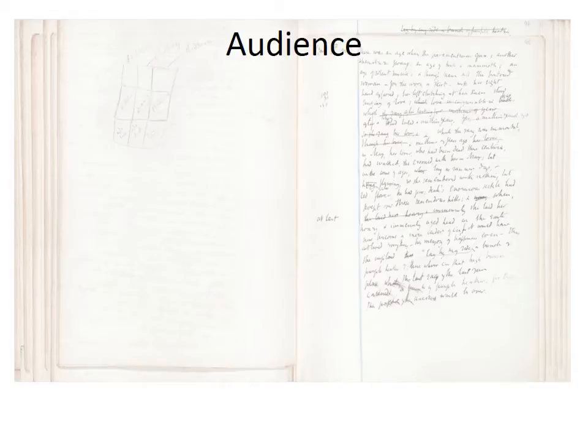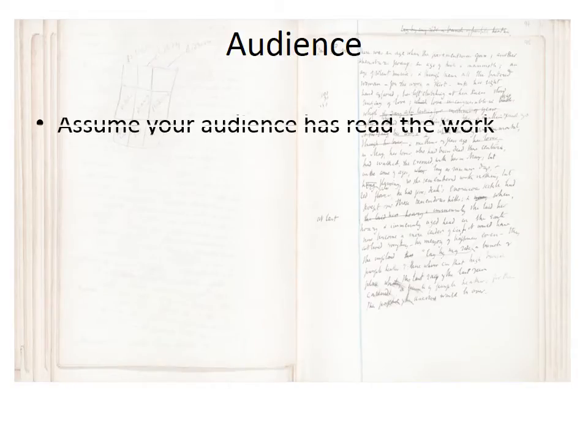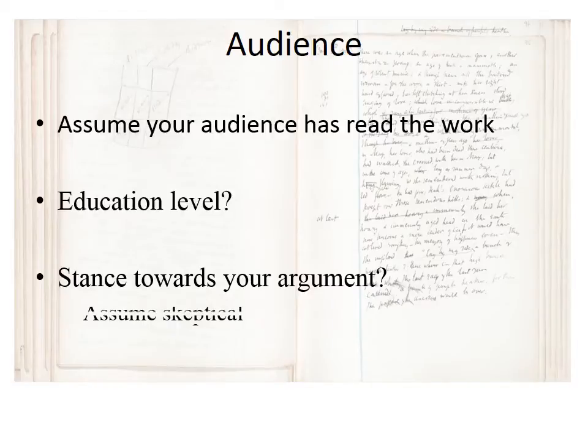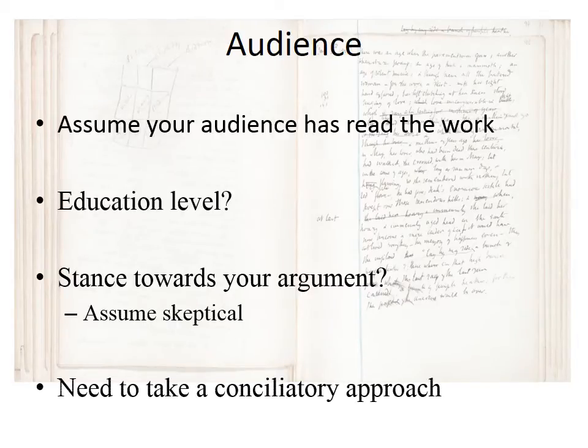All right, now let's take into consideration your audience. For this course, we will assume that the audiences for all your papers are familiar with the works you're writing about, that they have read those works. All right, so that way you don't have to summarize the entire thing. You do have to consider at a minimum the education level of your audience. Please don't say something like this is for a general audience. That doesn't give us any kind of specifics, and it's really sloppy writing.